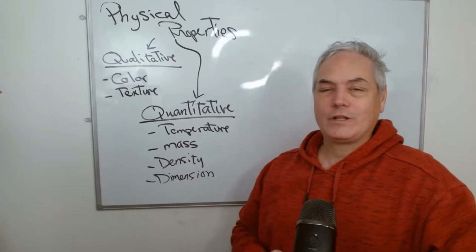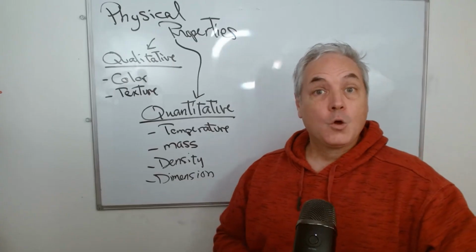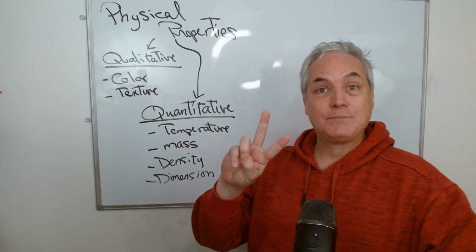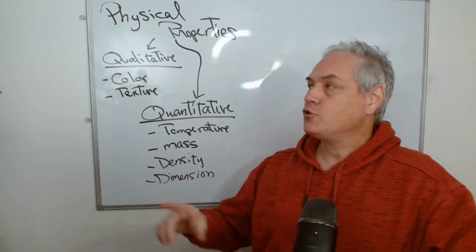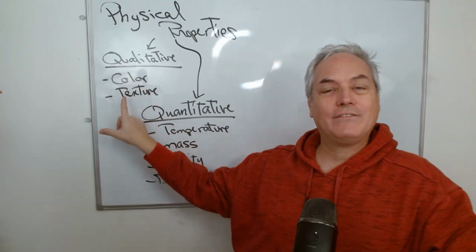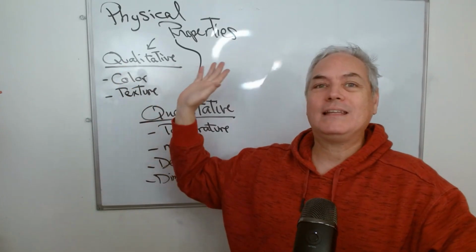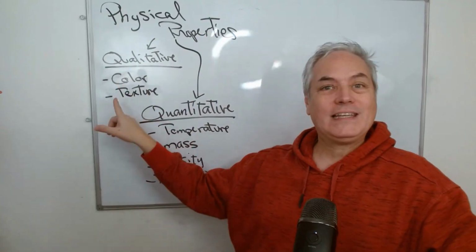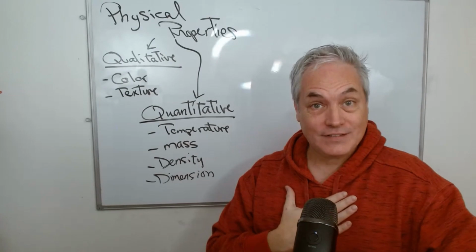So let's see if we can go to the next page. When we think of matter, we have what we call physical properties, and they can be divided in two parts. The first one is what we call qualitative properties. These ones have been discussed and talked about for centuries because these are coming from our 5 senses.